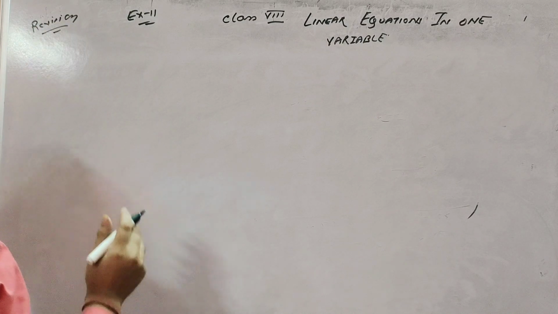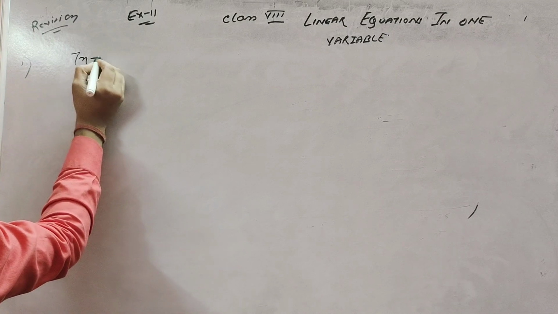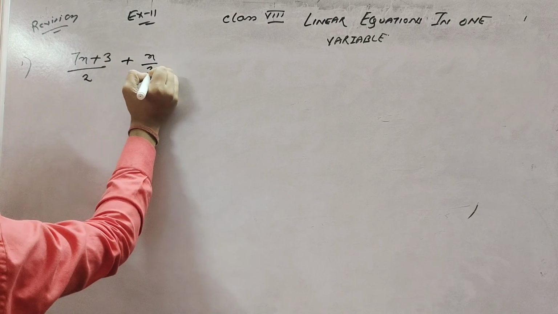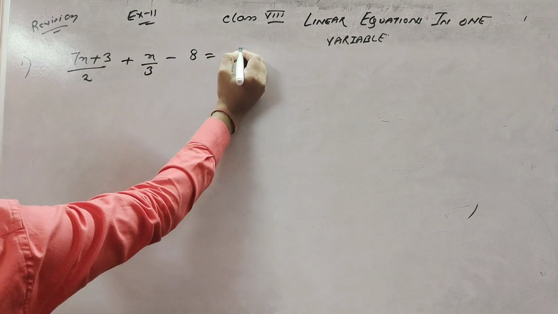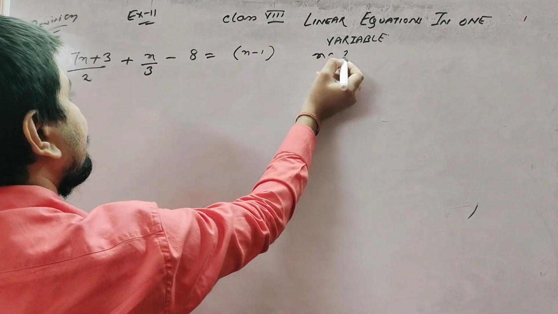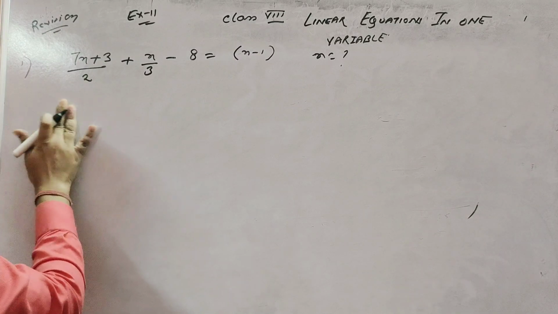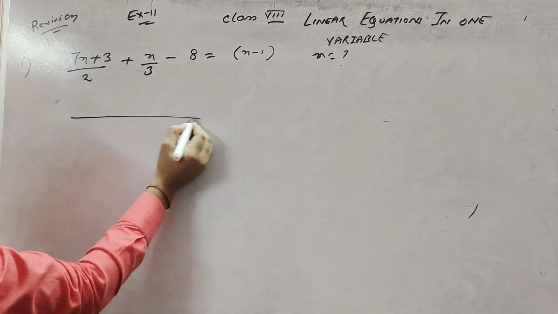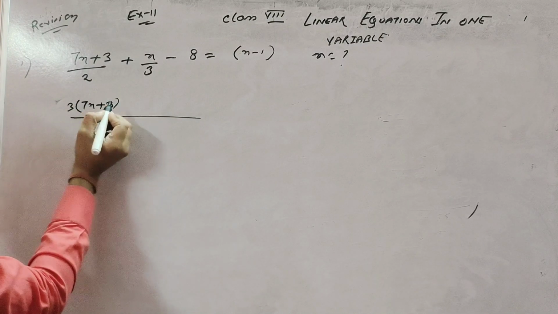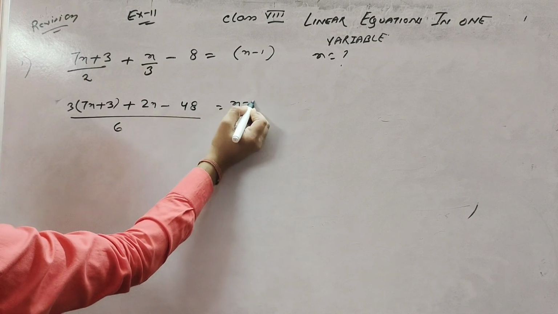The first question is related example, that is 7x plus 3 by 2 plus x by 3 minus 8 is equal to x minus 1. Find the value of x. So first of all, you take the LCM of this one, that is 6. 3 multiply 7x plus 3 plus 2 into x minus 6 eights are 48 equals x minus 1.